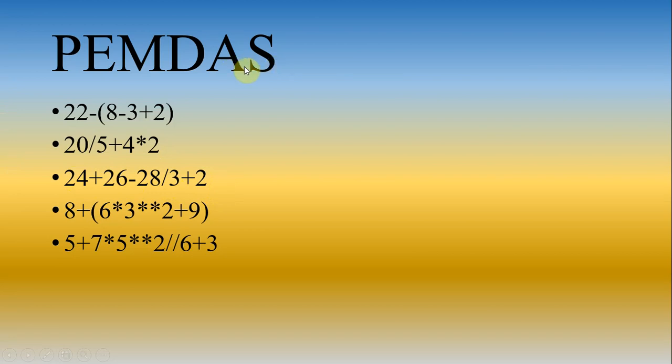I told you addition and subtraction have same priority. We move from left to right. So, we are doing 24 plus 26, which will give us 50. 50 minus 9.3333 plus 2. And that should give us around 42.66 maybe.